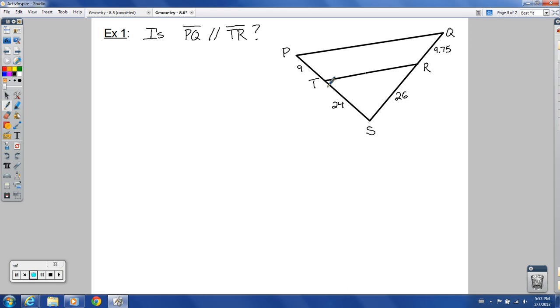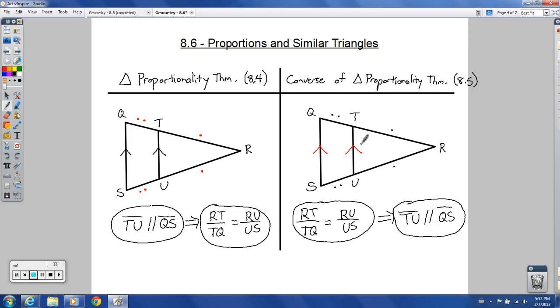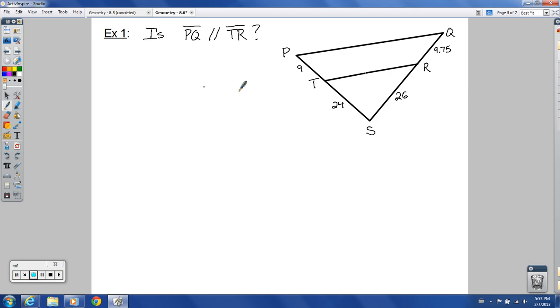I think probably the better way, if I'm going to go directly with what I'm saying here, RT to TQ. So this to this compared to this to this. If I apply that to this one, I would say something like 9 over 24. That's actually what I want. So 9 over 24. Let's compare PT to TS. What does that equal? That equals 9 over 24.